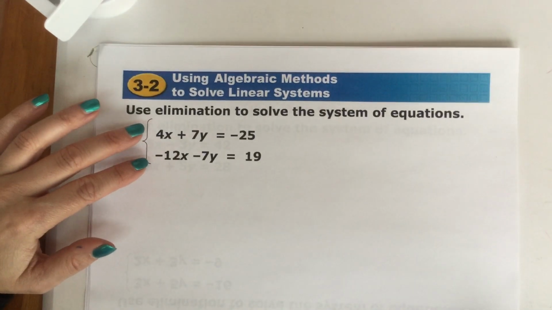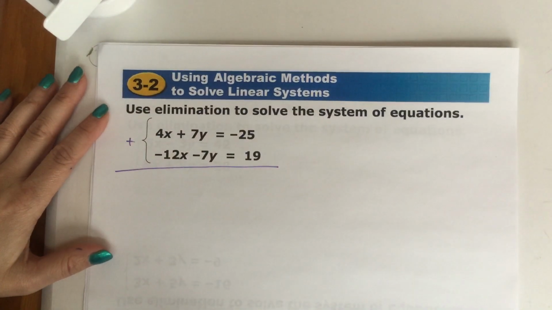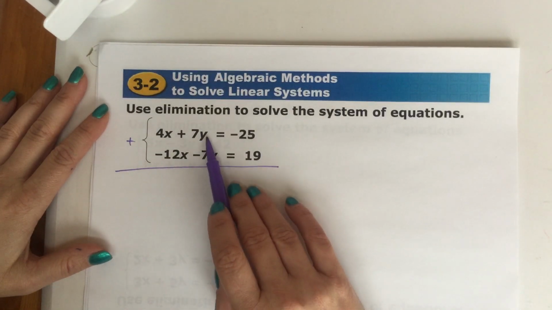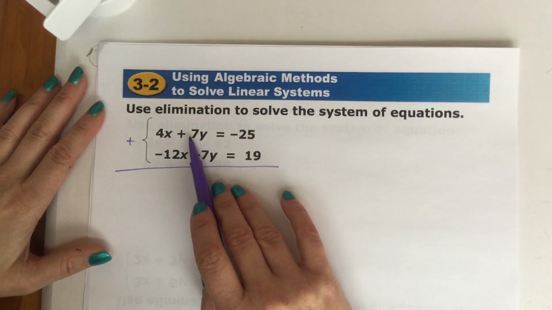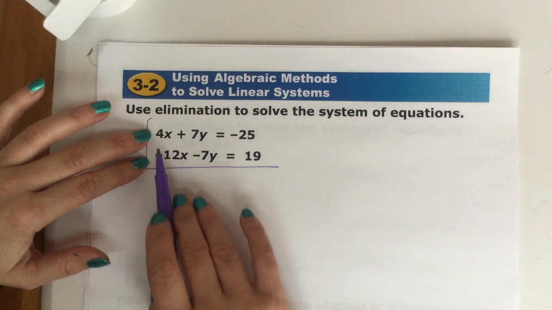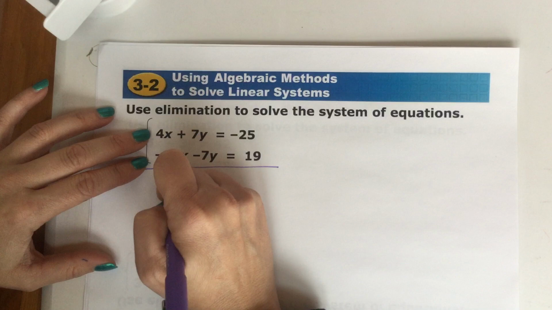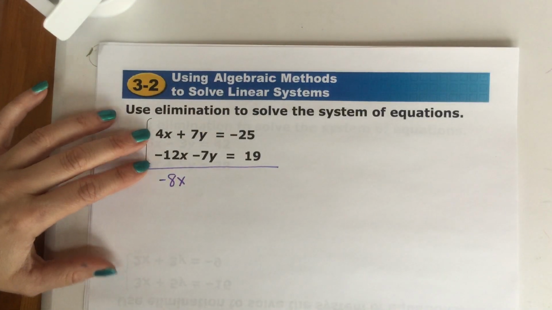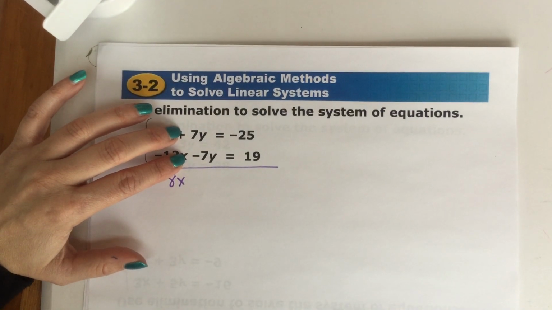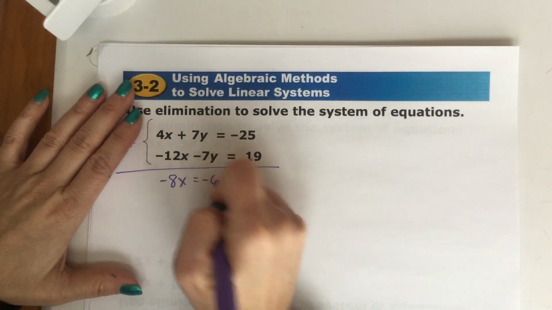This system is already set up for elimination. If I go ahead and add them the way that it's set up right now, I can see that the y's are going to cancel because this is positive 7y and negative 7y. So let's go ahead and add these. 4x plus a negative 12x is negative 8x. Positive 7y, negative 7y, they are eliminated. Negative 25 plus a positive 19, that's negative 6.